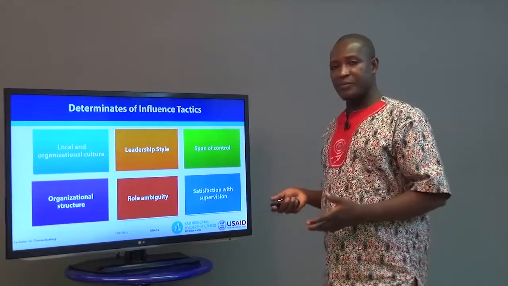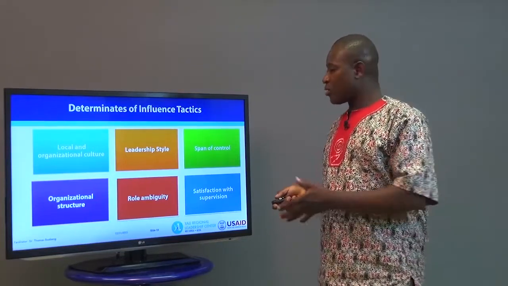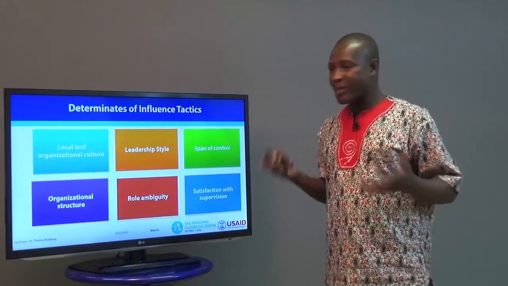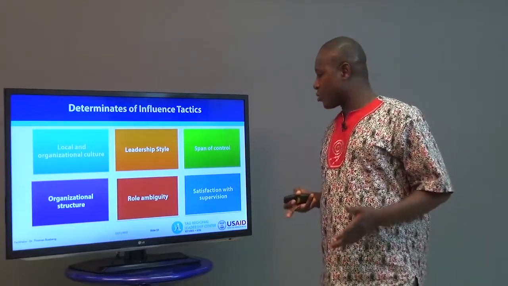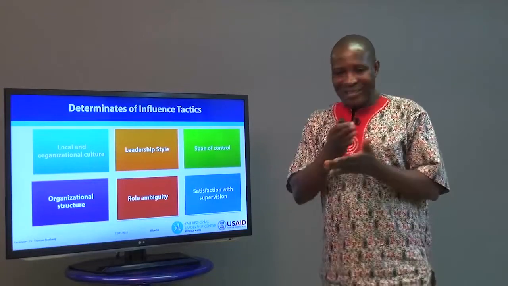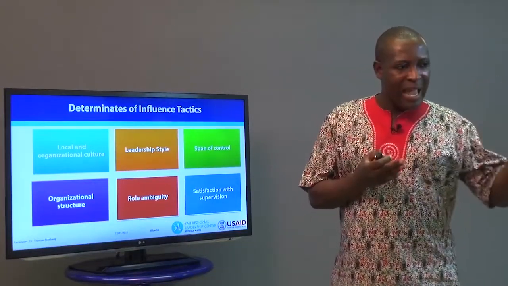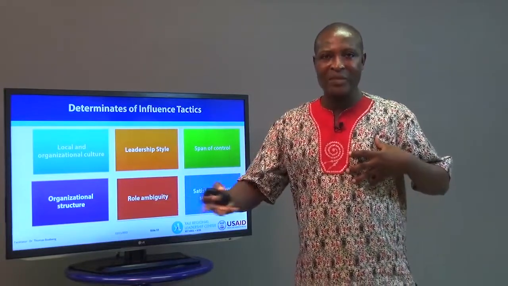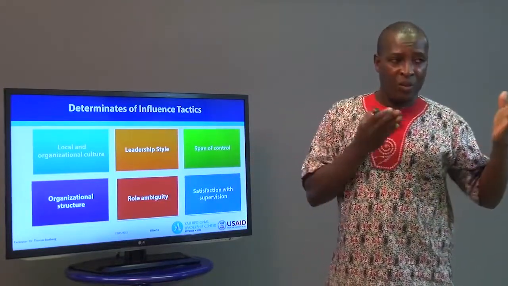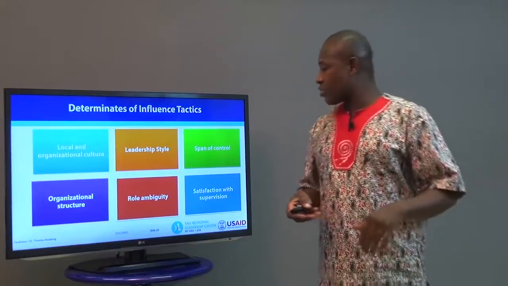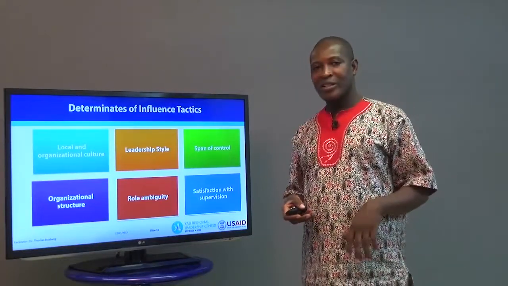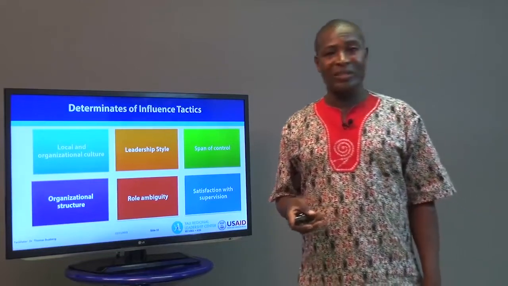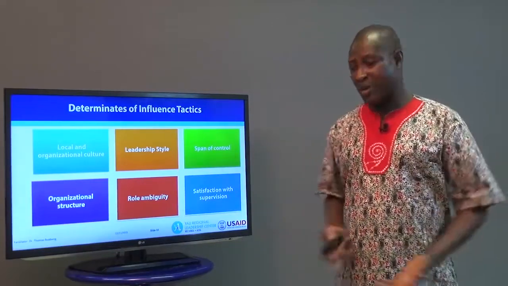Role ambiguity or role clarity, defining it, specifics. What is it that is supposed to be done? If it is clearly defined that A must do this, B must do that, C must do that, D must do that, it becomes very easy for you to decide. If the role is so ambiguous, it's very difficult for you to use reward. Who are you going to reward? All of us are doing it together.